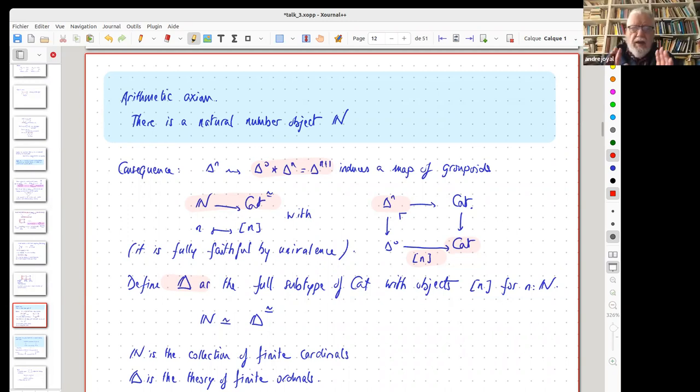Yeah, I have a question, just want to make sure I understand. In order to take the full subcategory of cat, that's an operation which is like factoring a functor as bijective on objects and fully faithful functor. Am I right? Yes, something like that.